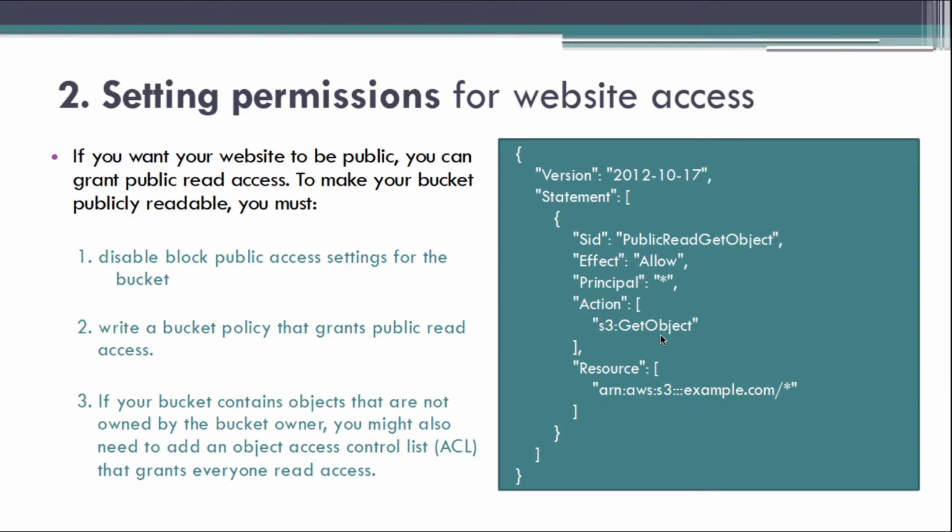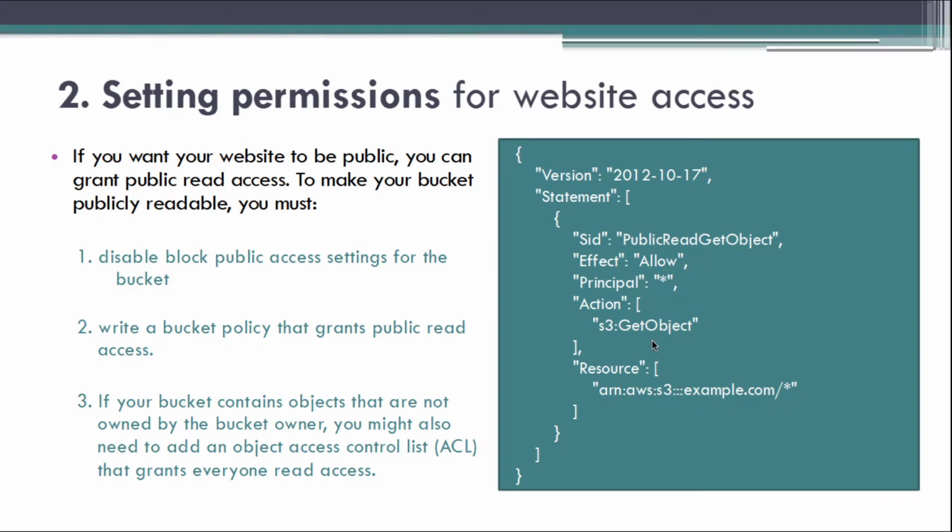Action is S3 get object. So this is for read only. And resource is the ARN of your bucket. So this is your example. Suppose your bucket name is example.com. So this bucket policy will grant public read access to any user. So it will be publicly accessible. Your website, your bucket objects will be publicly available.